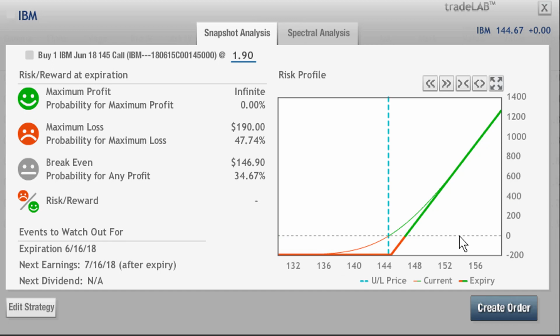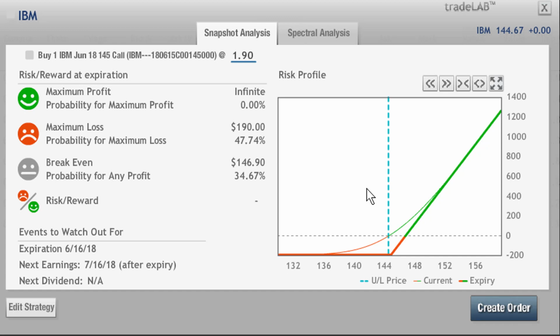Each day, that skinny curve is going to move closer and closer to that hockey stick shaped one until it actually becomes that at expiration. The blue line you're seeing here is the current stock price. Markets are not open now, but if they were, that blue line would move up and down with the current stock price. So it's actually a live graph when the markets are open. And what it's showing you is your various profits and losses at those stock prices.